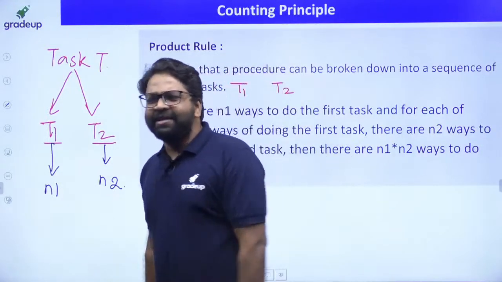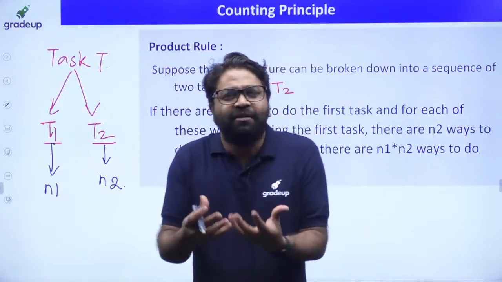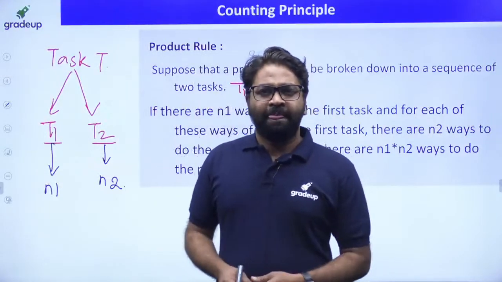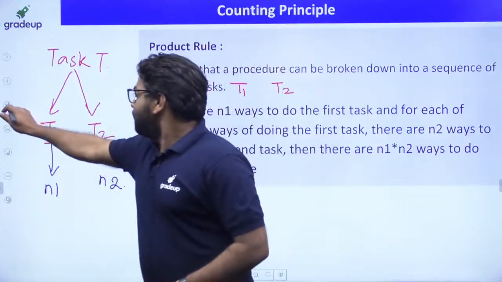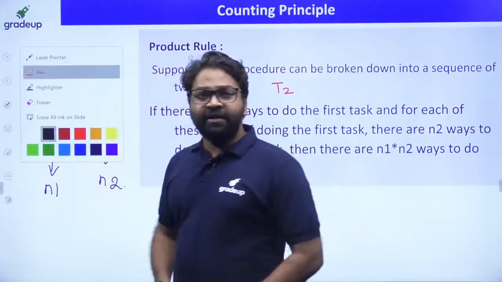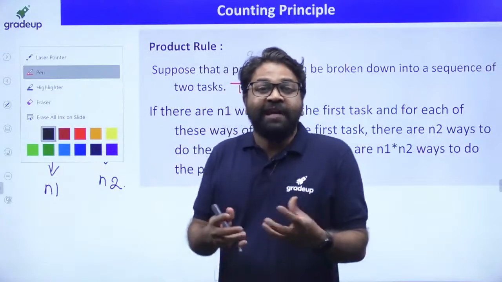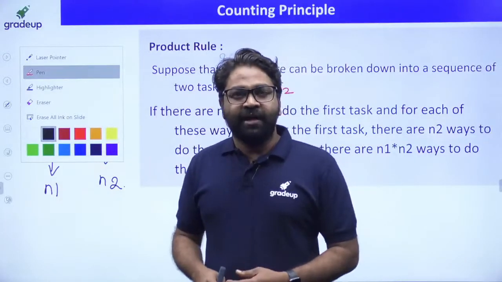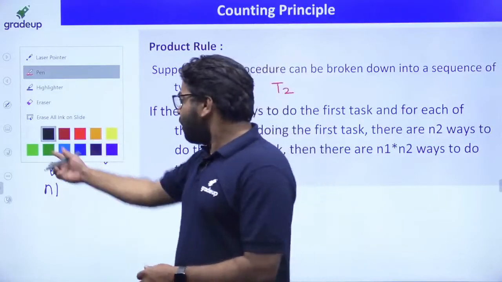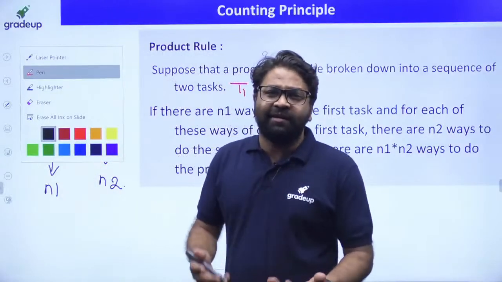Sir, what is N1 ways? Sir, what is the meaning of ways? It is nothing. For example, suppose these all are the ways I can choose the color. So ways matlab hota hai tarika. It is possibilities. So these all are the different colors, so that I can write it over here.